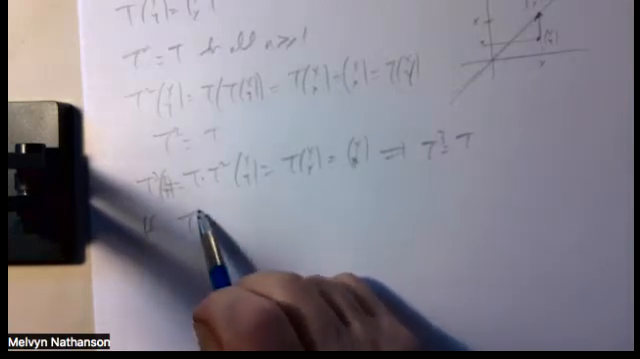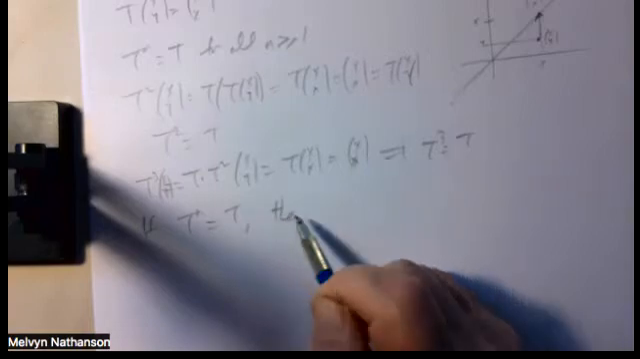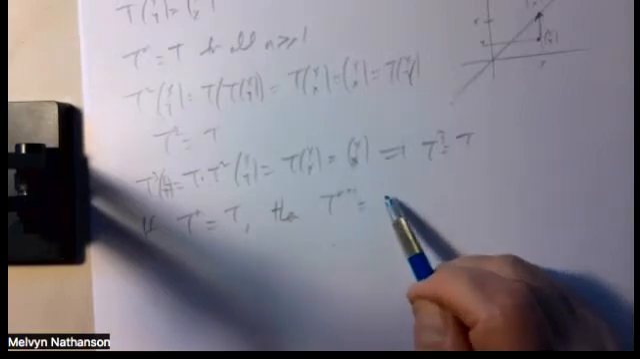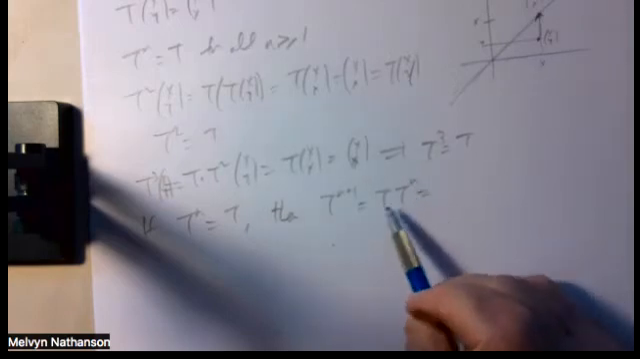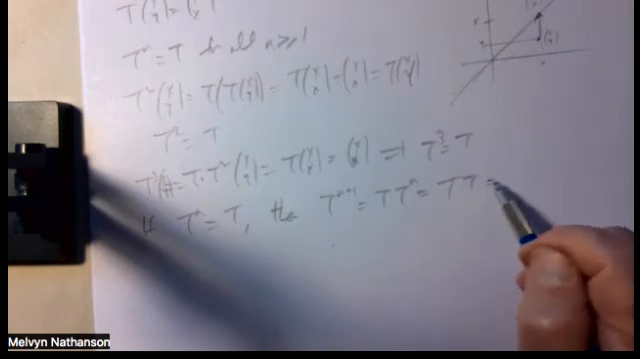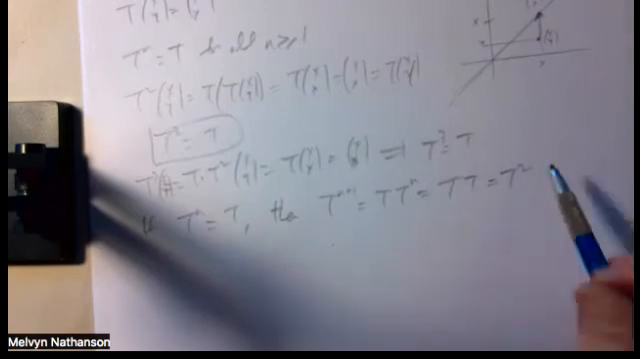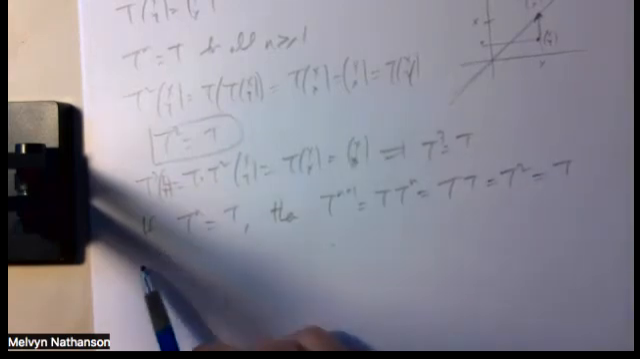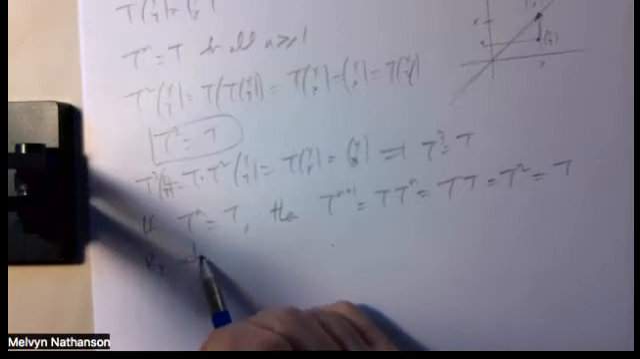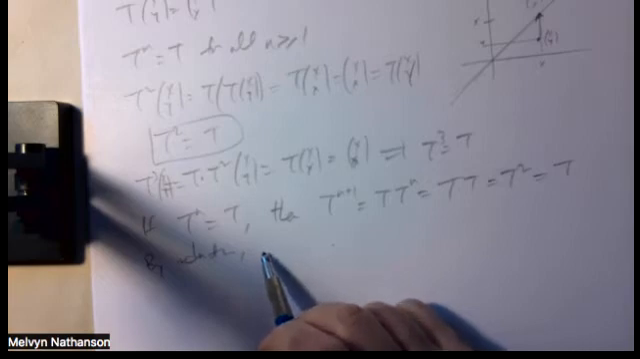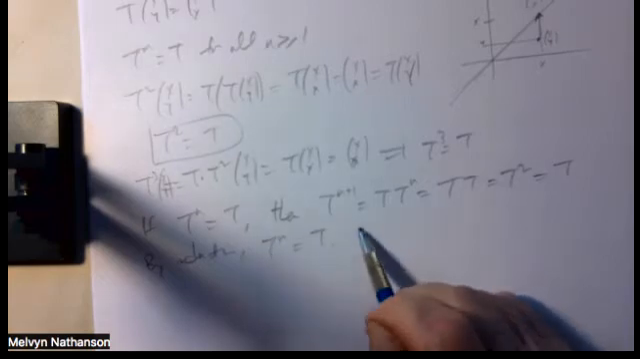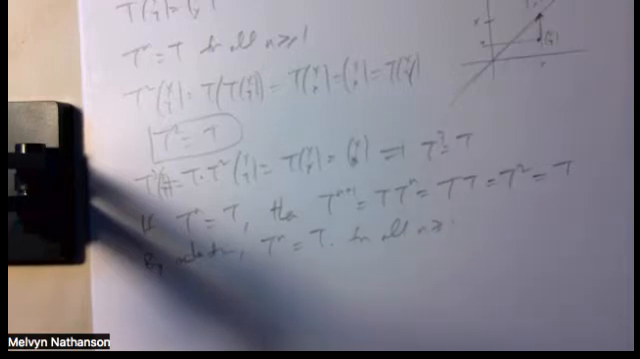And in general, if T to the N is equal to T, then T to the N plus 1 is T composed with T to the N, but T to the N is T, so that's T composed with T, which is T squared, which we already proved was equal to T. So by induction, if it's true for N, then it's true for N plus 1, which means true for all N. Any questions about this? This is part B.